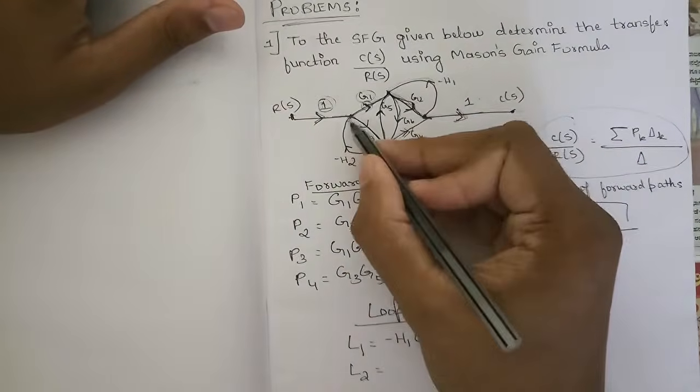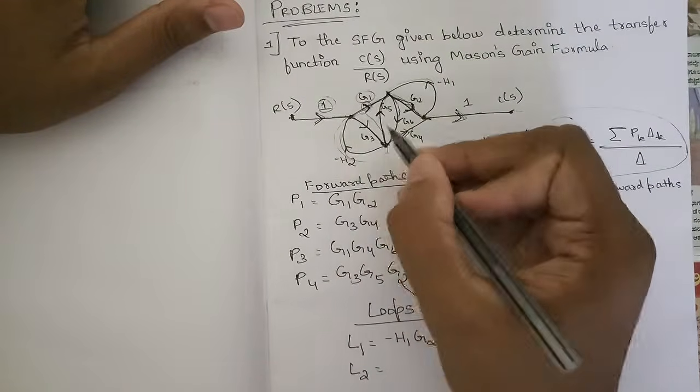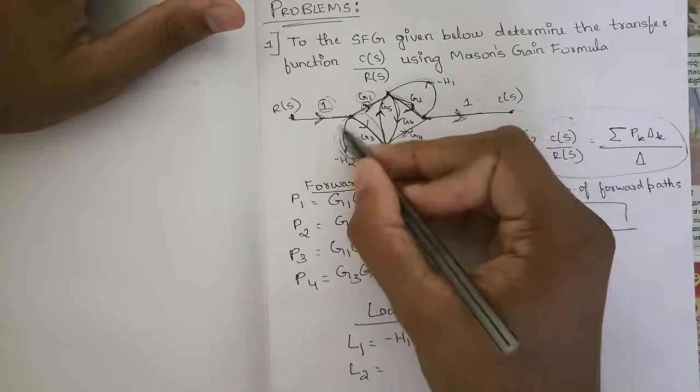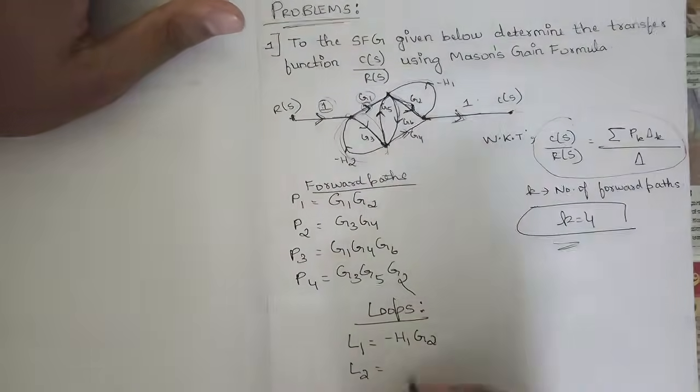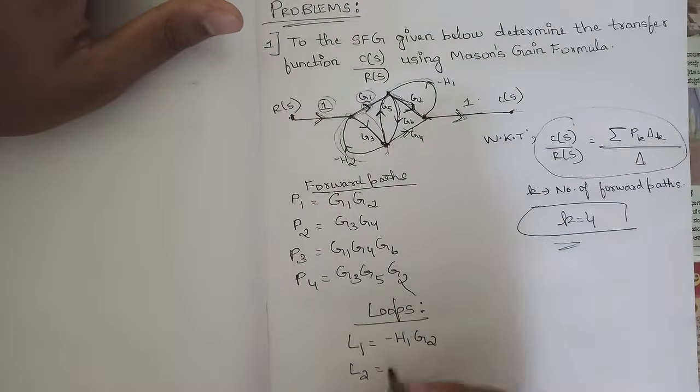So here we have one more loop, right? This is again one more loop, which starts at this point and terminates at this point. So their transmittances we need to multiply. So we are getting minus H2 into G3, right?